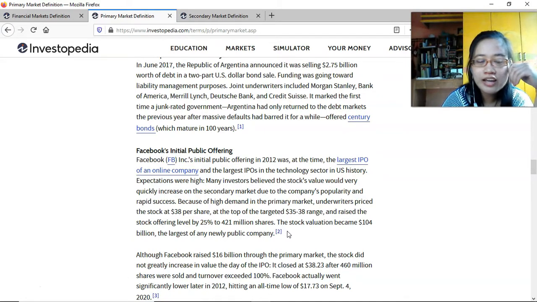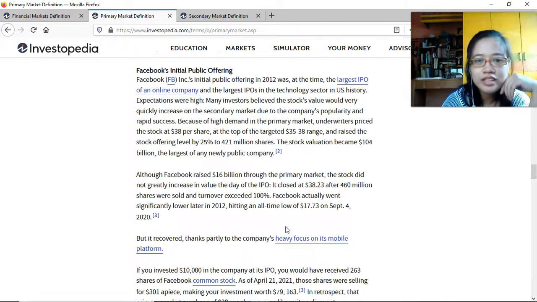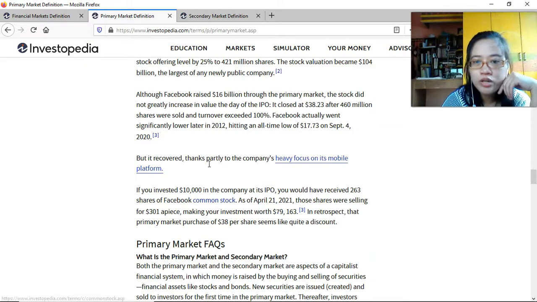Okay, they were very successful during that time. Although Facebook raised $16 billion through the primary market, the stock did not greatly increase in value the day of the IPO. It closed at 38.23 after 460 million shares were sold and turnover exceeded 100%. Facebook actually went significantly lower later in 2012, hitting an all-time low of 17.73 on September 4, 2012. Okay. A lot of things happened from 2012 to 2020, right? But it recovered thanks partly to the company's heavy focus on its mobile platform.